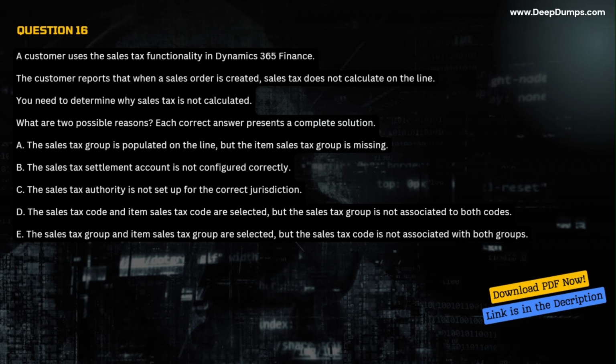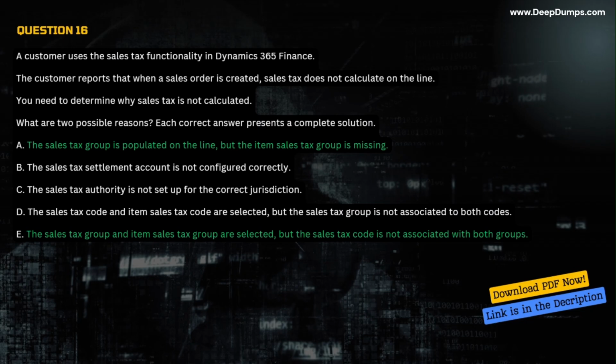What are 2 possible reasons? Each correct answer presents a complete solution. A. The sales tax group is populated on the line, but the item sales tax group is missing. B. The sales tax settlement account is not configured correctly. C. The sales tax authority is not set up for the correct jurisdiction. D. The sales tax code and item sales tax code are selected, but the sales tax group is not associated to both codes. E. The sales tax group and item sales tax group are selected, but the sales tax code is not associated with both groups.